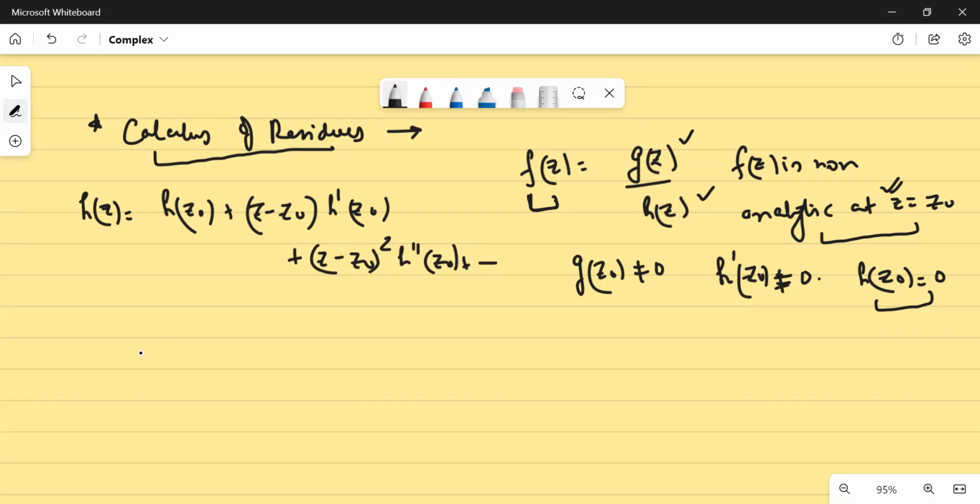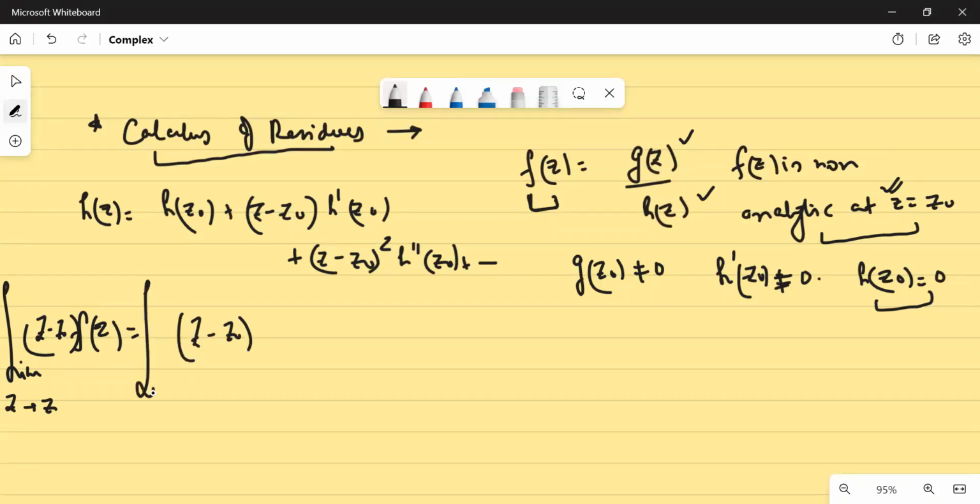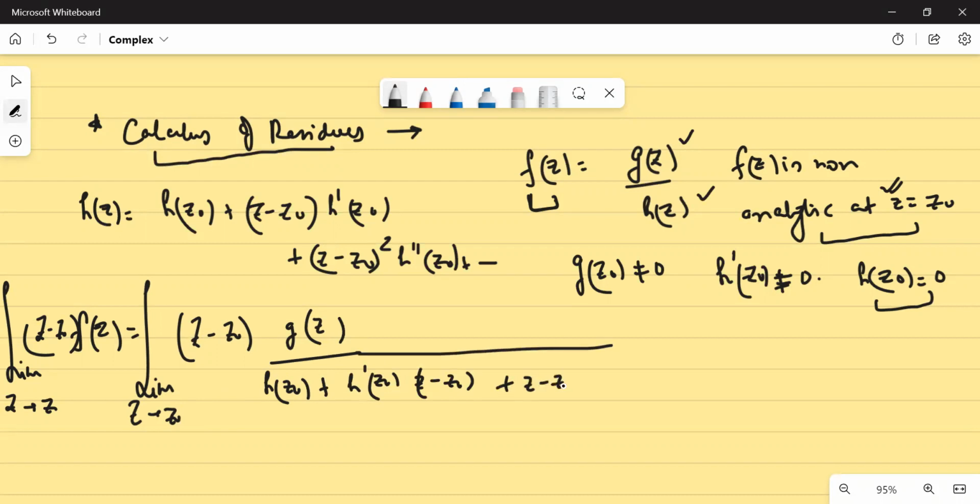If you have a simple pole at z equal to z naught, then how would you find the residue? You simply multiply by (z minus z naught) f(z) and find the limit as z tends to z naught. This is g(z) upon h(z), and you can write h(z naught) plus h dash z naught into (z minus z naught), then some higher order terms in (z minus z naught) whole square divided by 2 factorial, h double dash z naught, and so on.